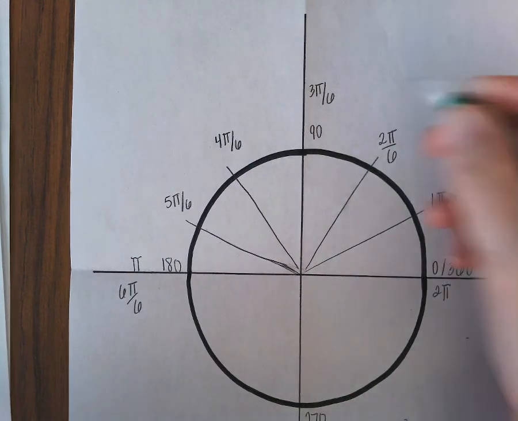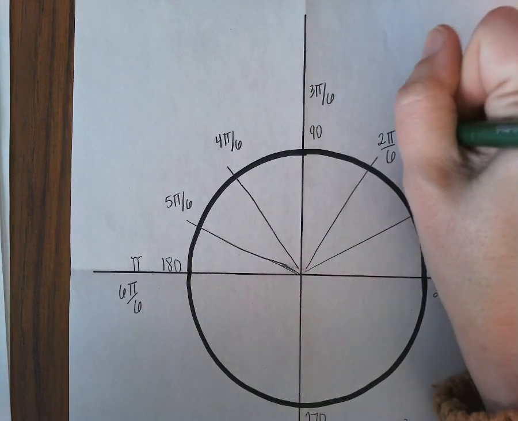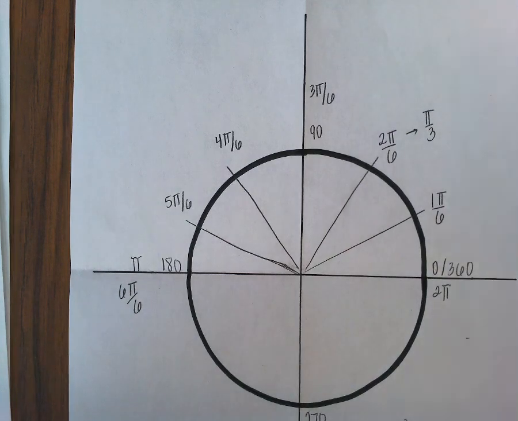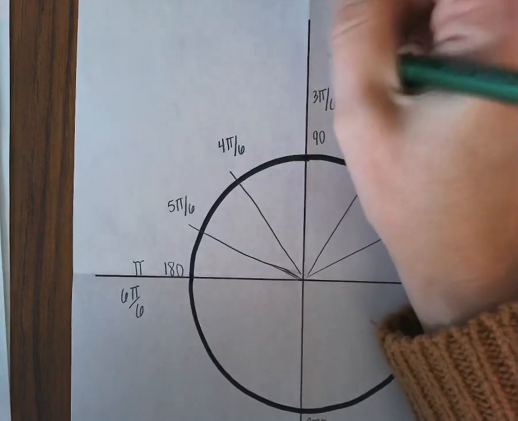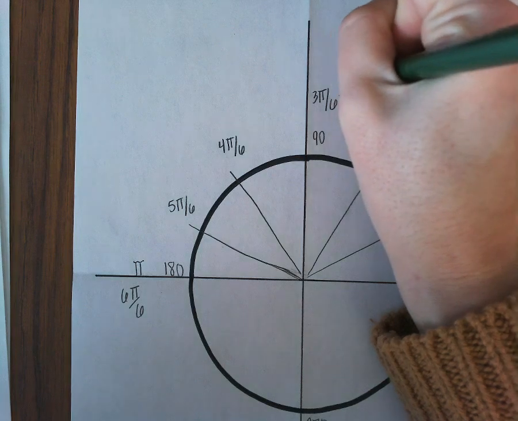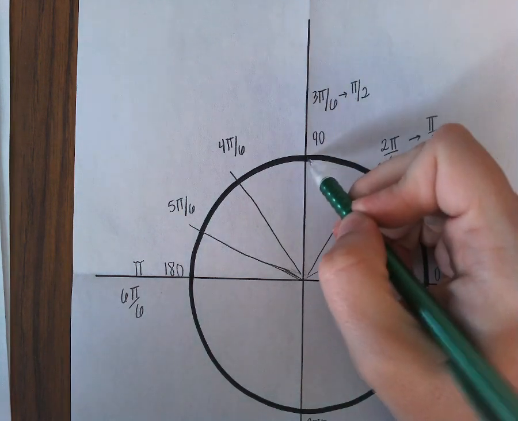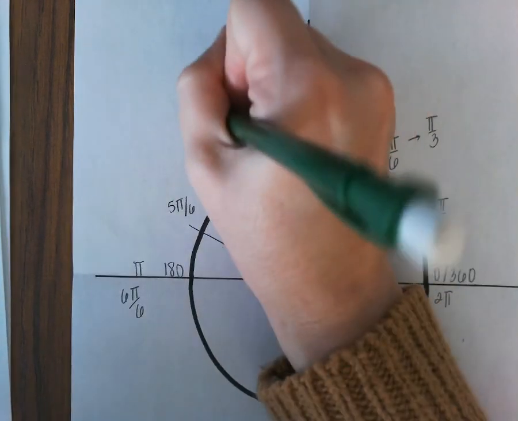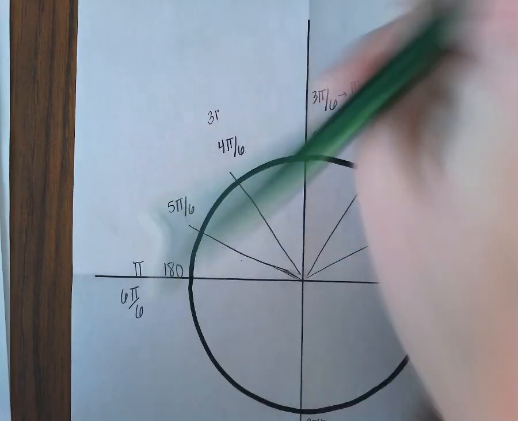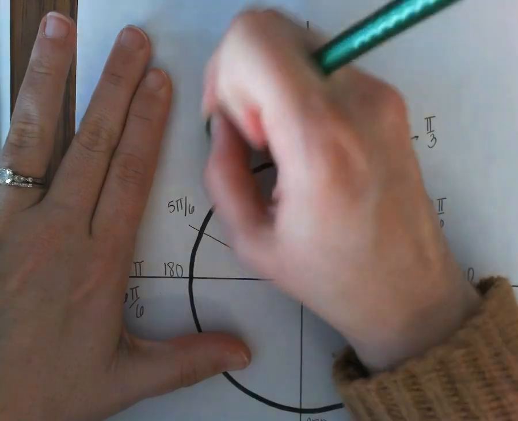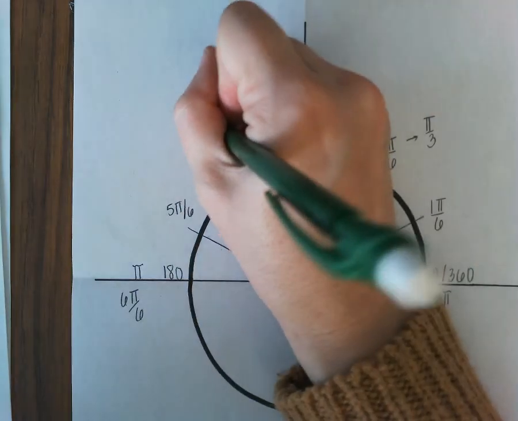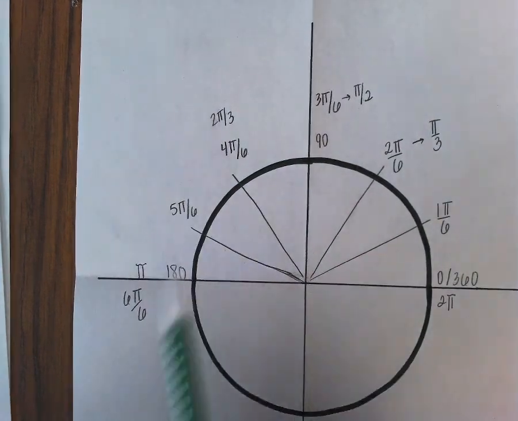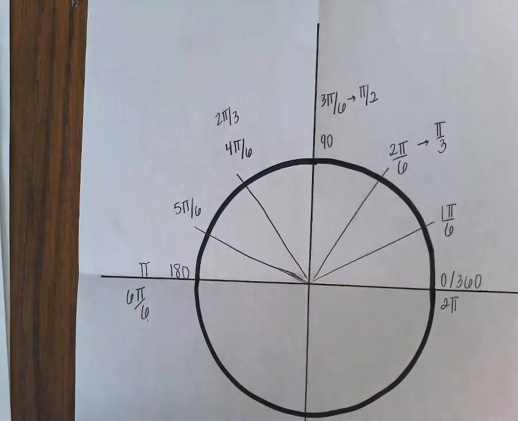So 1/6 can't be reduced, but this is equivalent to 1/3. 3/6 is equivalent to pi by 2, which we already know because we know 90 degrees is equal to pi by 2. 4 pi by 6 is equivalent to 2 pi by 3. 5/6 can't be reduced, and then 6/6 is equal to pi.